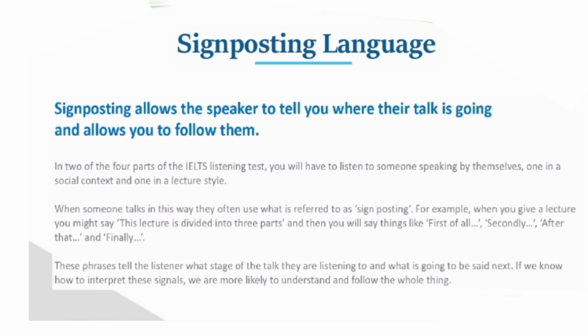For example, when you give a lecture, you might say, this lecture is divided into 3 parts, and then you will say things like, first of all, secondly, after that, and finally. These phrases tell the listener what stage of the talk they are listening to and what is going to be said next. If we know how to interpret these signals, we are more likely to understand and follow the whole thing.